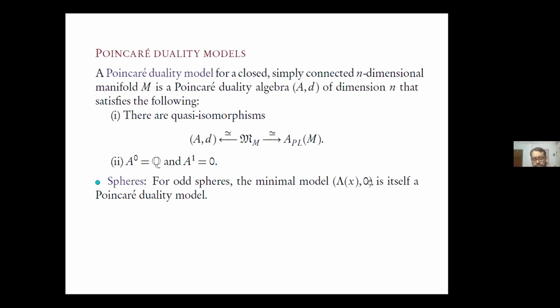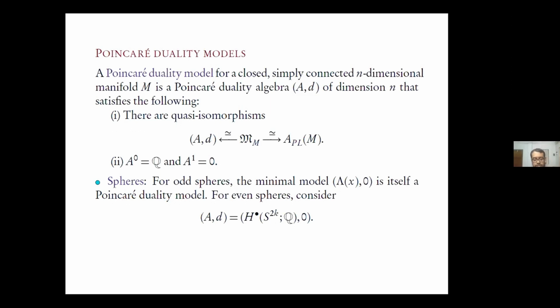But this was effectively the same as the cohomology ring of the sphere itself, right? And this is clearly a Poincare duality algebra, right? Because you just don't have to do anything. You're just saying Q tensor Q to Q is a non-degenerate bilinear pairing, but it is. So for odd spheres, the minimal model is itself a Poincare duality model. There's nothing to check.